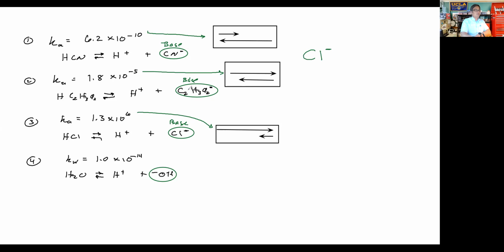Now we can compare these two bases. Between these two, acetate is not as good as cyanide at shifting the reaction back towards the left. Which means the chloride ion is going to be the weakest, and the acetate ion is going to be next.